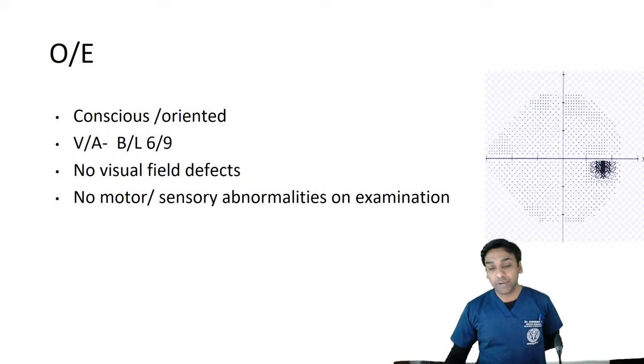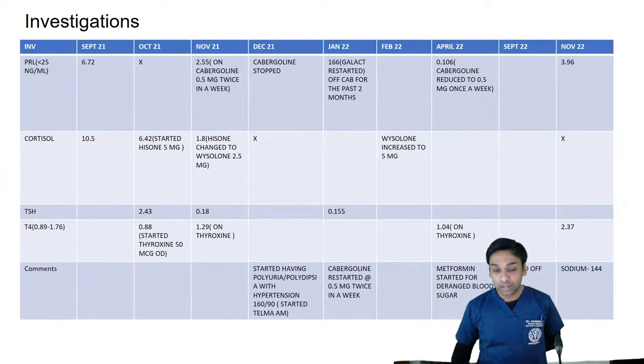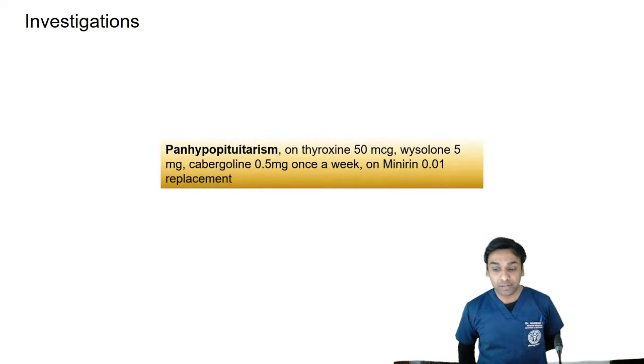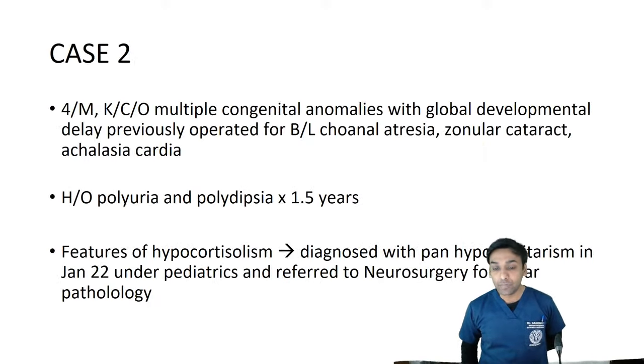The examination was almost normal. The visual fields were tested, and examination of motor and sensory systems revealed no significant abnormalities. These were the investigations. Overall, the patient had panhypopituitarism. The patient was started on replacement doses of thyroxine and prednisolone, and cabergoline was started for galactorrhea, and she was also on Minirin.